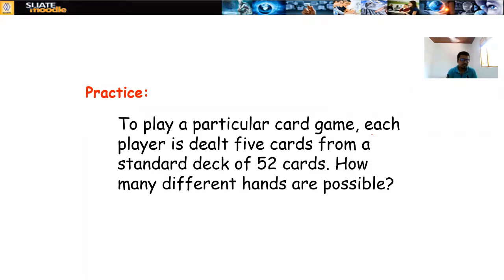Are we considering the order or are we not considering the order? Does the order matter or does the order not matter? Combination.